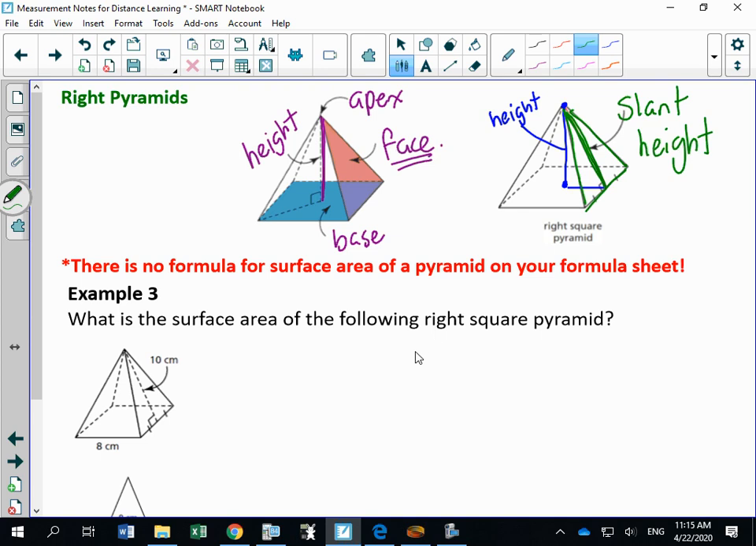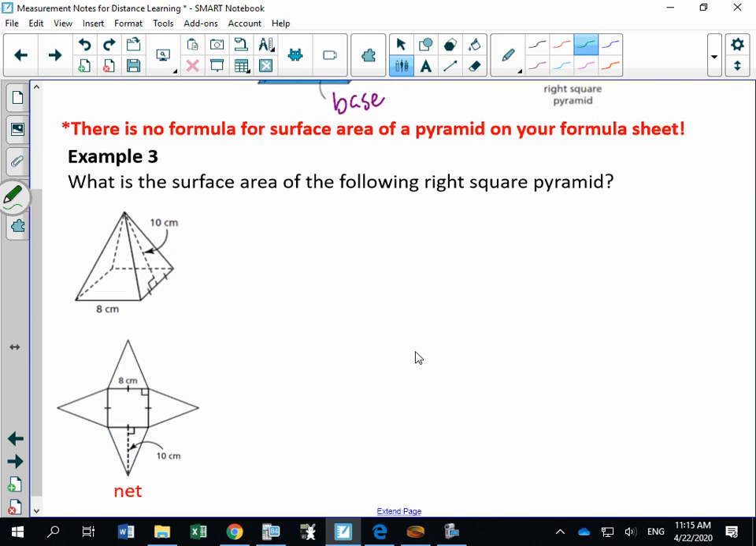Okay, because the formula on the formula sheet doesn't look too nice, let's pretend that we're going to be painting this object. And I said shapes that we need to paint. What you have is you have a square down here, and they tell me that it's a square. And then you have 4 different triangles that wrap around. So, this is called the net of the pyramid. If I was to open up this pyramid, I would have 1 square and 4 different triangles.